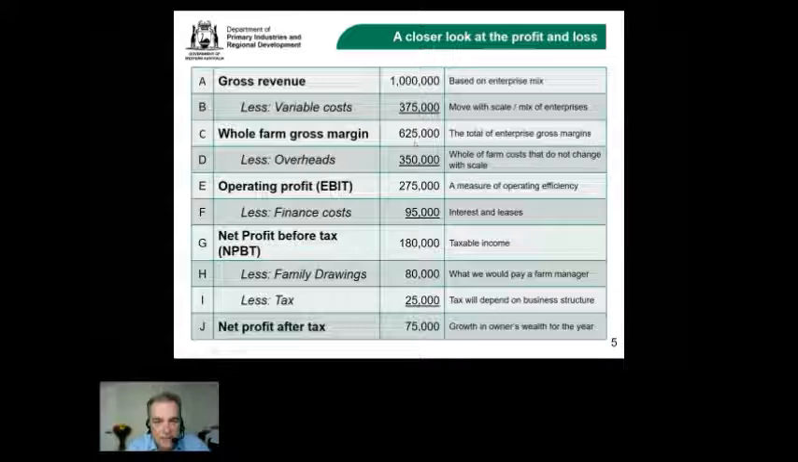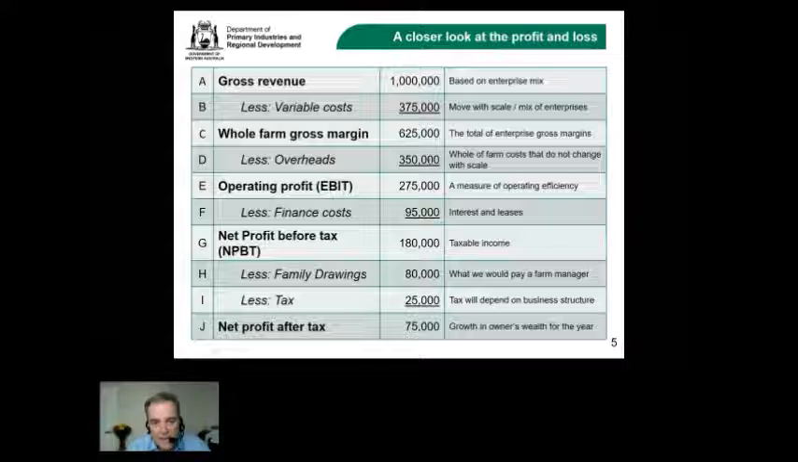And this is for the whole of the farm. It would be your enterprise gross margins, your sheep, your wheat, your canola, your lupins or whatever, oats, all added together. If you were to do it on an enterprise level, we're looking at a whole of farm level, and we've got 1 million less 375, which is 625.